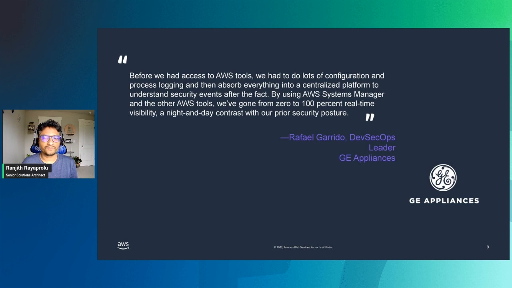And let's see one more customer use case from GE Appliances, Rafael Garrido, the DevSecOps leader from GE Appliances. They mentioned that before they had access to the AWS tools, they had to do a lot of configuration and logging processes and then absorb everything into a centralized platform to understand the security events after the fact. By using AWS Systems Manager and other AWS tools, they have gone from 0 to 100% real-time visibility, and it is night and day contrast with their security posture.